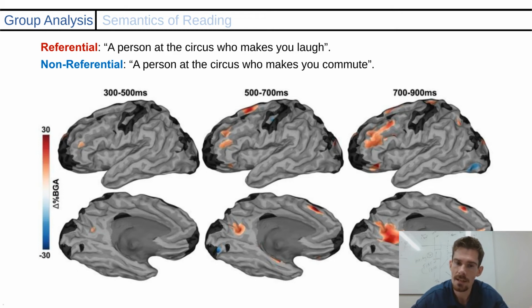So the red coloration here indexes greater BGA for meaningful, congruent and referential sentences, so sentences that refer to something, like a person at the circus who makes you laugh. That's obviously referring to a clown. In contrast to the non-referential sentence, a person at the circus who makes you commute, which of course doesn't refer to anything. We found greater engagement in medial parietal cortex, hippocampus, and inferior frontal sulcus for the recruitment to generate the inference of a meaningful sentence structure.